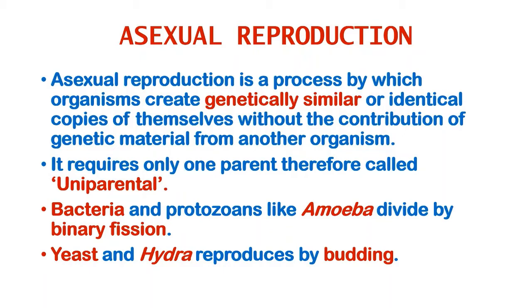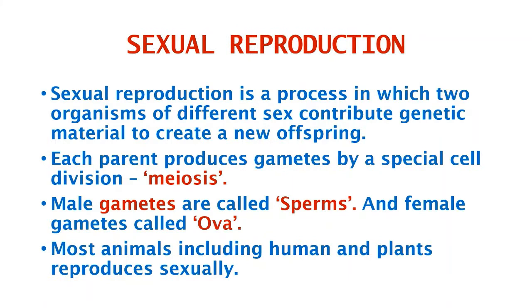Bacteria and protozoans like amoeba divide by binary fission. They divide their body into two parts, each part having a nucleus, and develops into a fully grown organism. Yeast and hydra can reproduce by forming a bud, and then the bud separates from the parent and forms an independent individual.